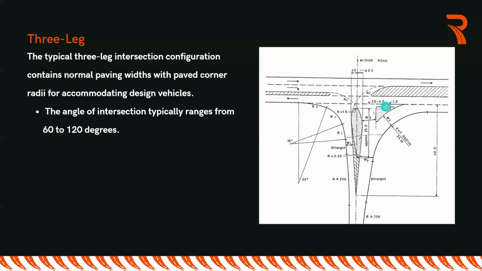So we'll be talking about the geometric configuration, but most importantly is the angle of intersection between the minor and the major road. And the angle of intersection ranges between 60 to 120 degrees.